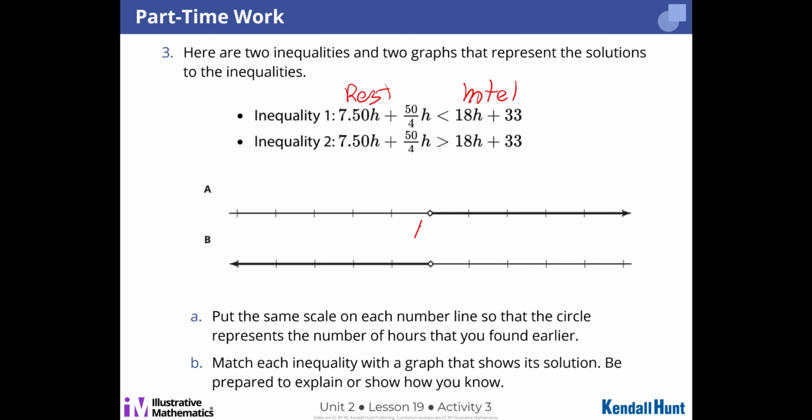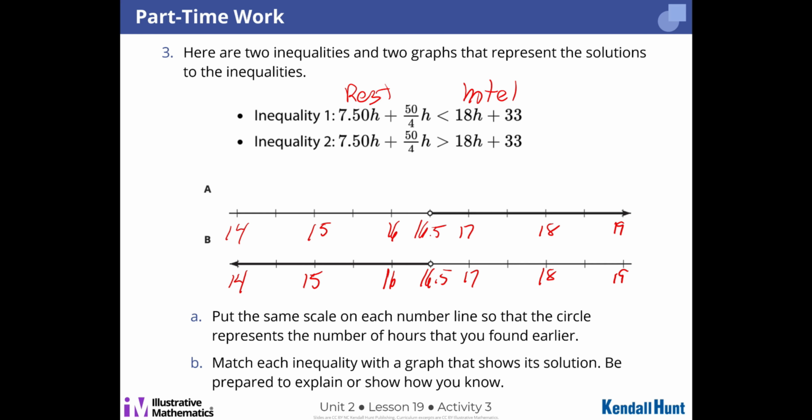16.5. So we're going to scale it just like before. So 16.5, 17, 18, and then 19. So we have 16, 15, and 14. We have 16.5, 17, 18, 19. We have 16, 15, and 14. So you put the same scale on each number line, so the circle represents the number of hours that you found earlier. Match each inequality with a graph that works.